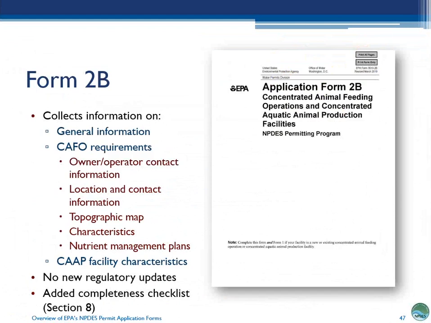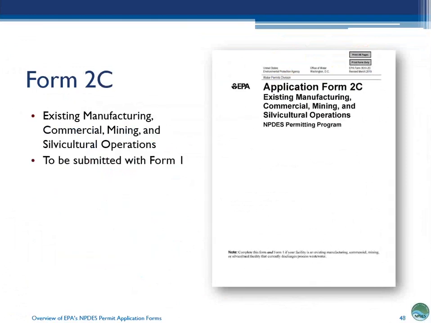The NPDES Application and Program Updates rule did not require any updates to Form 2B. Similar to the other forms, the updated form does now include a completeness checklist.